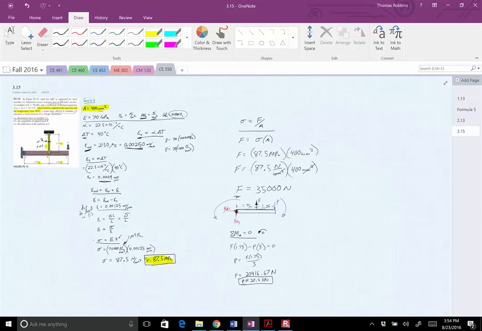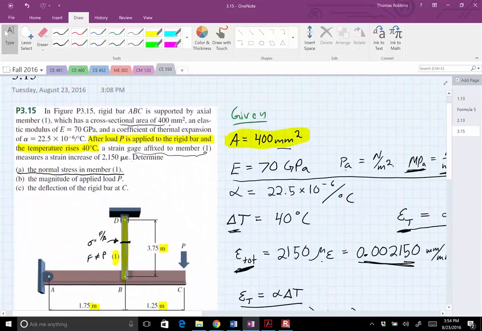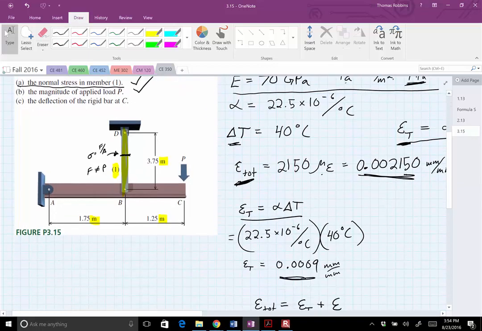Let's zoom back out and zoom into here. So we've got part A done, part B done. Now the deflection of the rigid bar at C. The deflection is about how much the rigid bar has deflected down this way. Does it deflect down here, or way down here like this? How far down did this thing move? Because it isn't stationary. It's actually due to the loadings, both thermal expansion and the load P. It has shifted some measurement down. We're going to figure that out now.